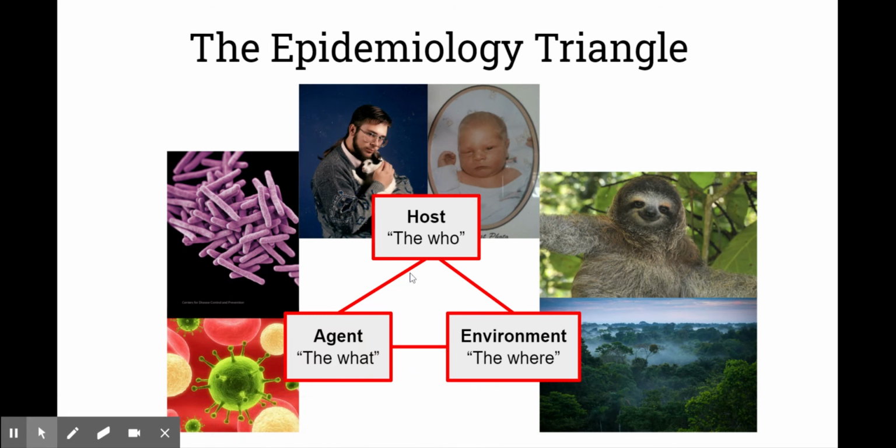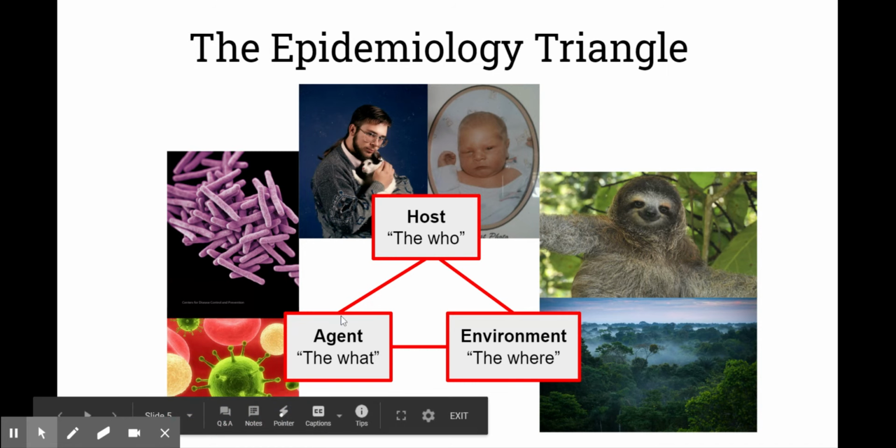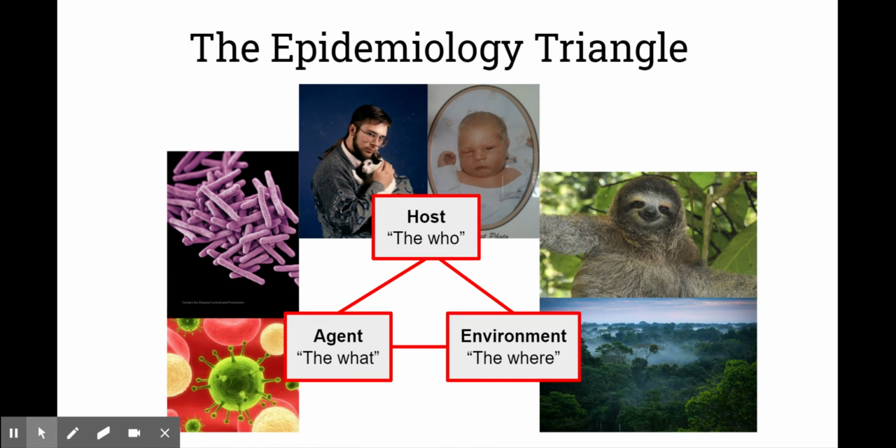If there are a lot of cases in a certain location, it means that this triangle is being completed at a higher rate in those areas. So we might want to ask, what is it about the environment? What makes the environment maybe different than other places that don't have the disease as much? So, this is a very useful tool for helping us understand how and why disease spreads.